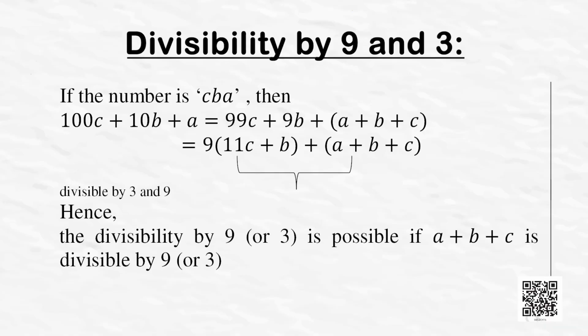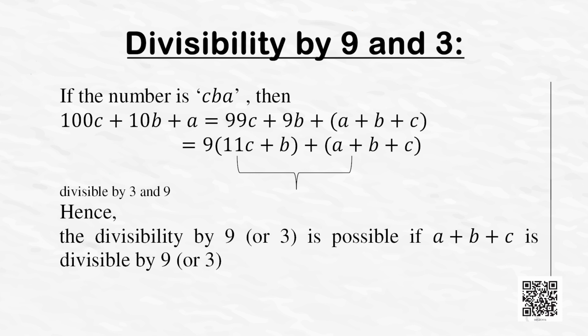Students, let's try to explain this test of divisibility by 9 or 3. If the number is CBA, then 100C plus 10B plus A can be written as 99C plus 9B plus A plus B plus C. So, that is equal to 9 times (11C plus B) plus A plus B plus C.